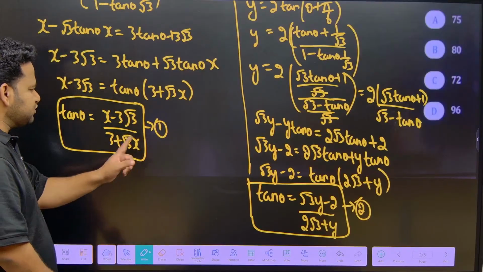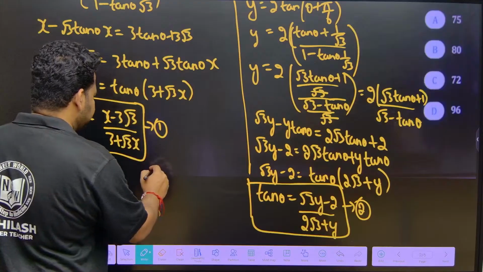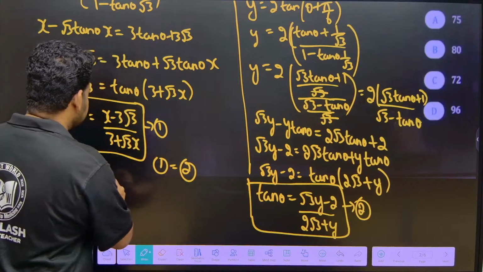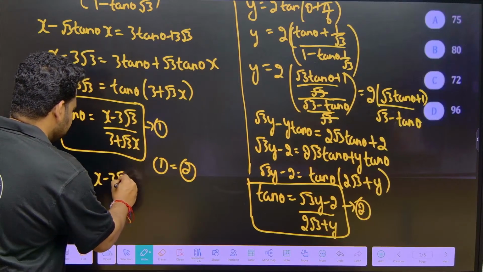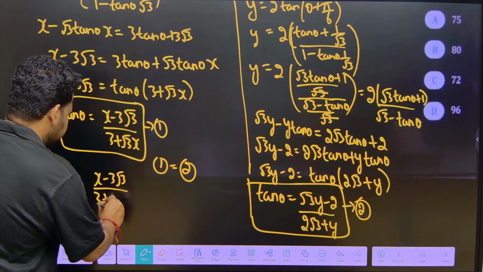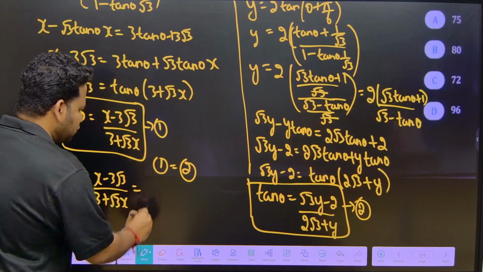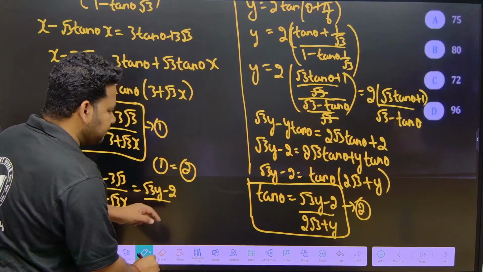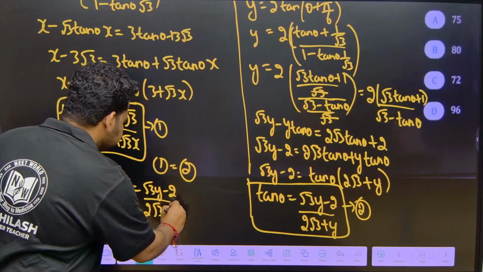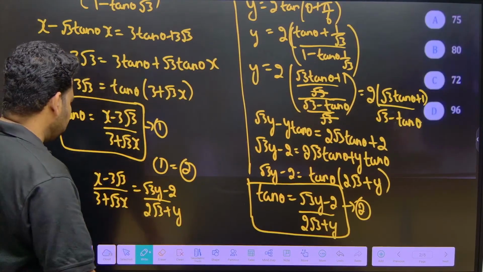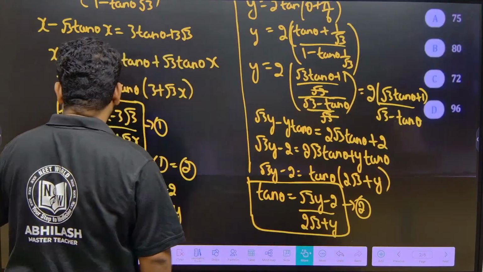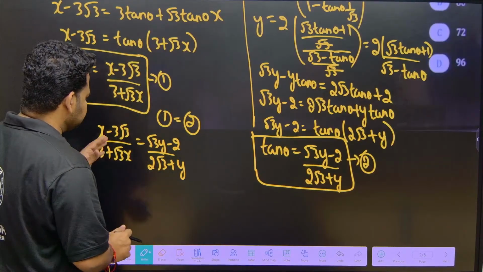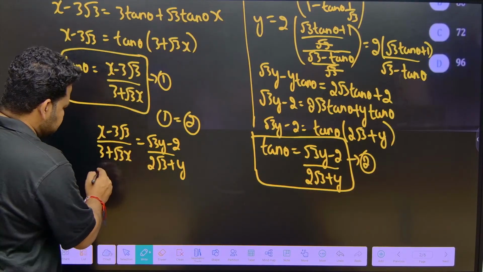So if I equate equation 1 and equation 2, what will I get? I will get x minus 3 root 3 by 3 plus root 3 x is equal to root 3 y minus 2 divided by 2 root 3 plus y. This is what I have, friends. Now we just have to do cross multiplication, and we will get an equation. So x into this.